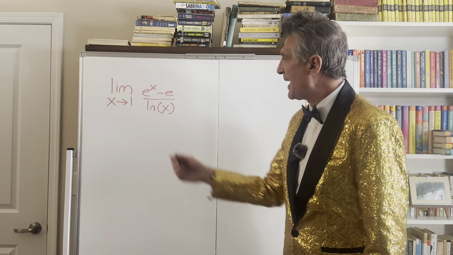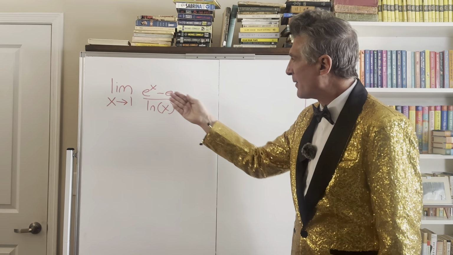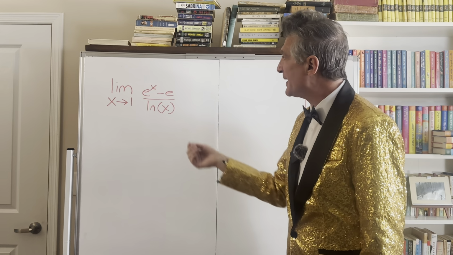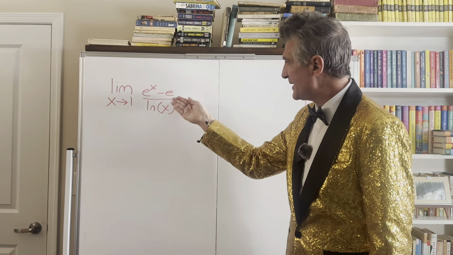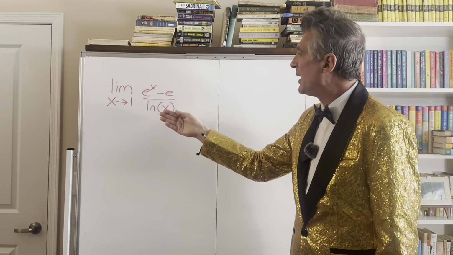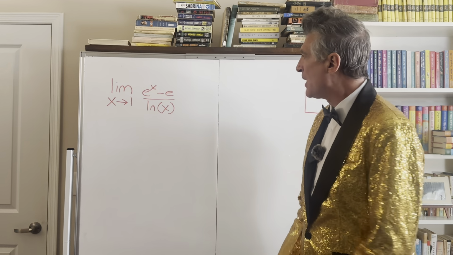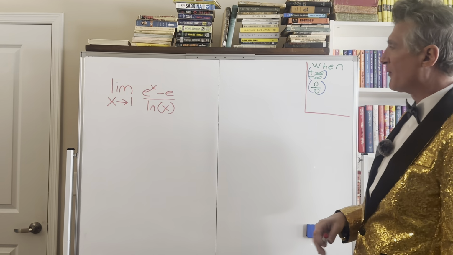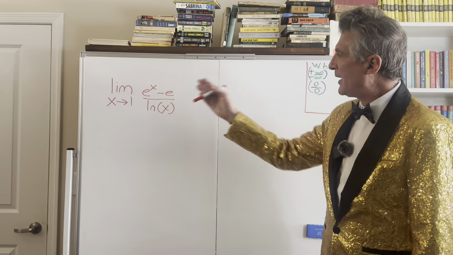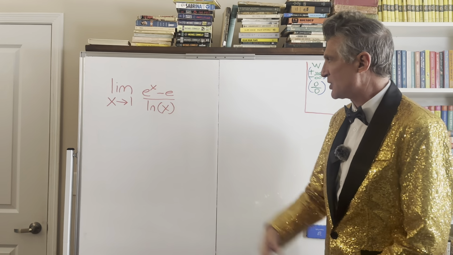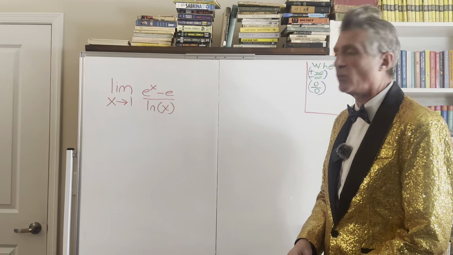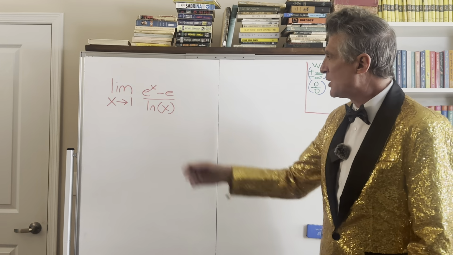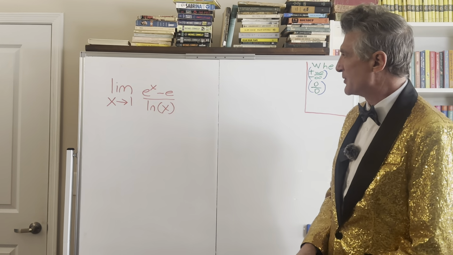We've got the limit as x approaches 1 of e to the x minus e, divided by the natural log of x. Well, we know we're looking for the 0 over 0 here, yes? How do we know if this is the case? Just by looking at this, how do we know if we're in a situation where it's undefined? Well, we can go ahead and plug and go as we did for the last episode.